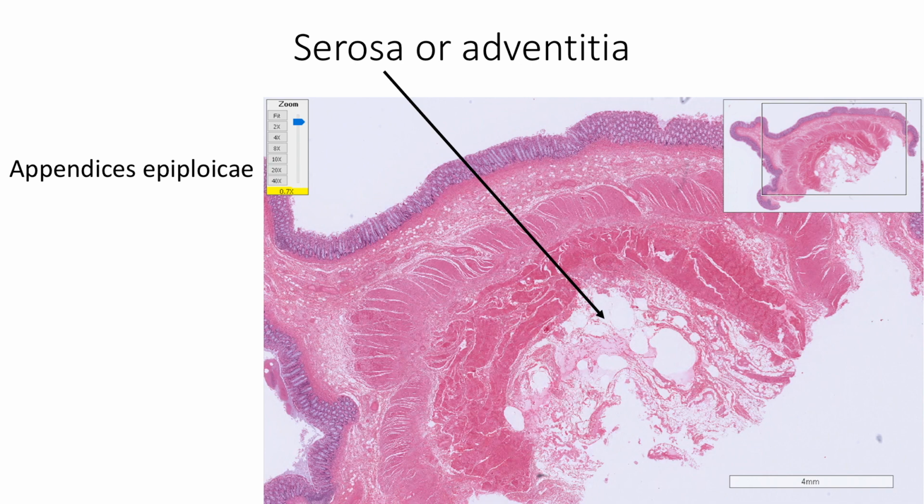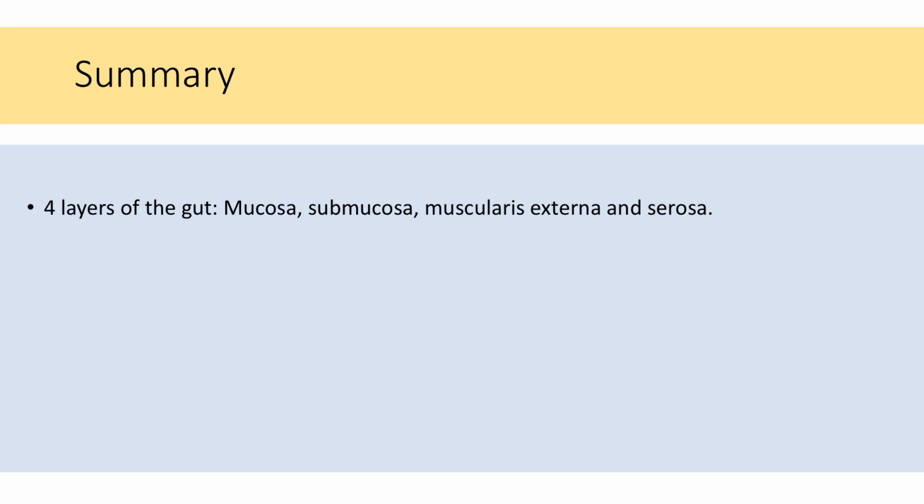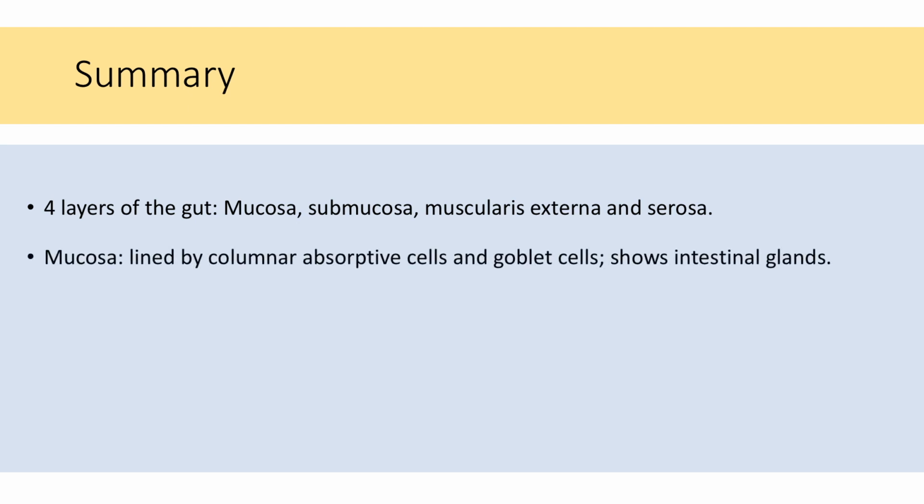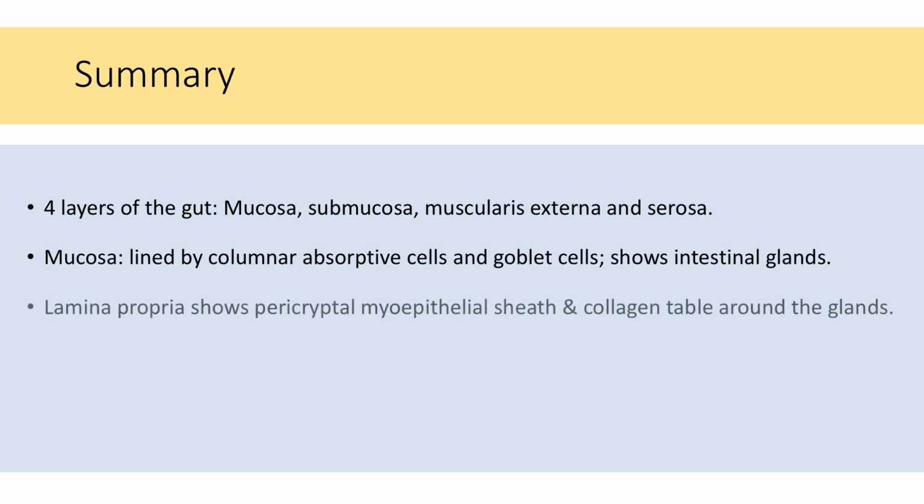So, quickly recalling what we have seen so far, wall of the colon shows the same 4 layers of gut: mucosa, submucosa, muscularis externa, and serosa. Mucosa is lined by columnar absorptive cells and goblet cells. It shows numerous long tubular intestinal glands. Lamina propria shows pericryptal myofibroblast sheath and collagen table around the intestinal glands.